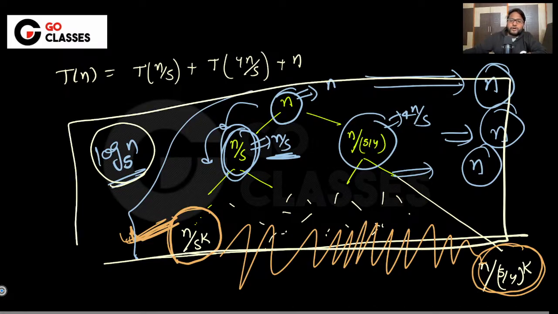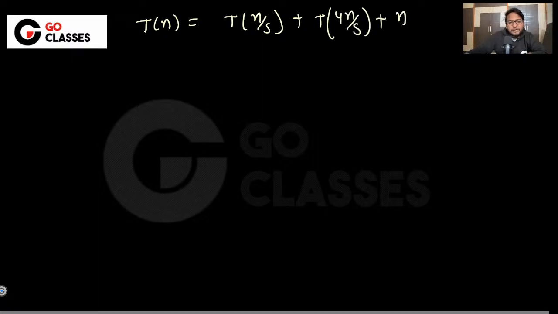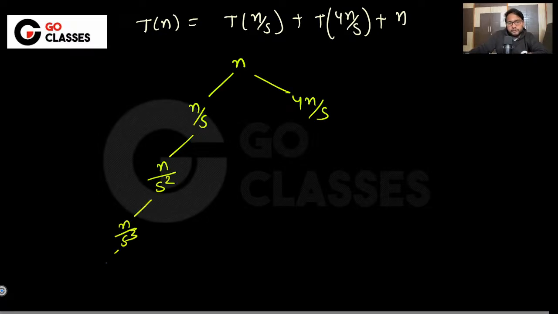At every level you are doing n work. Let me summarize this. T of n is T of n by 5 plus T of 4n by 5 plus n. So basically you are dividing n into two parts, n by 5 and 4n by 5, then n by 5 squared, then n by 5 cube, and so on. At some point it will get terminated, there will be 1.